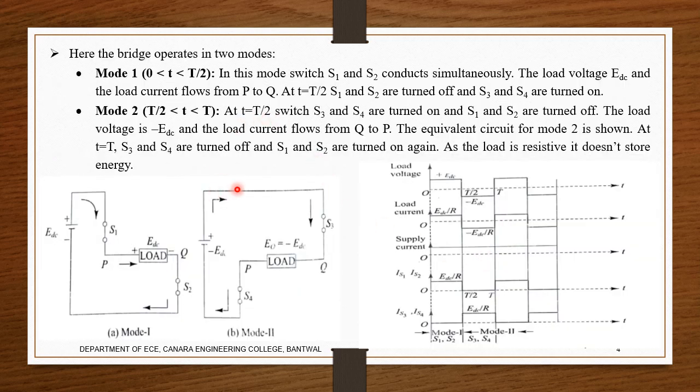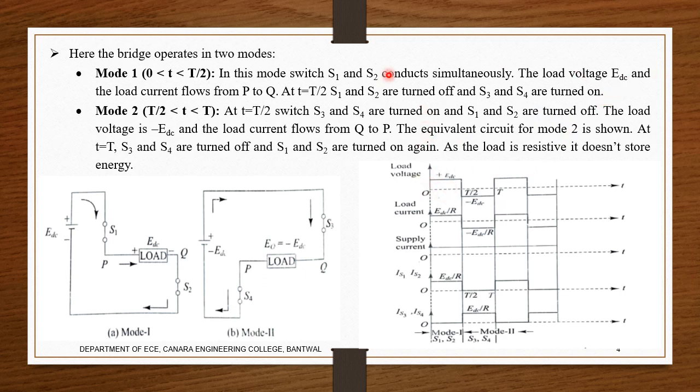You can see here it operates under two modes. Mode 1, 0 to T by 2. In this mode, switches S1 and S2 conduct simultaneously. So whatever you are giving as the EDC comes across the load here. Before, it used to come as EDC by 2 because it was the half wave, so the voltage was divided. Now whatever voltage you are giving is the same voltage you are getting here.